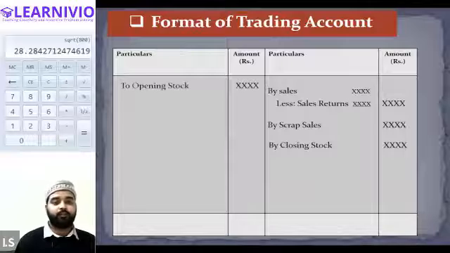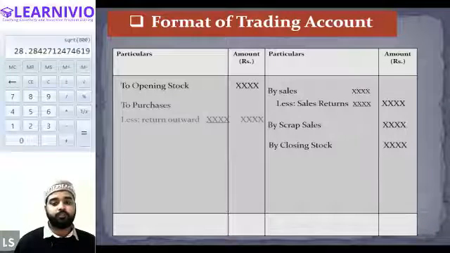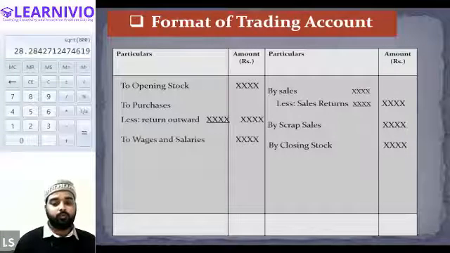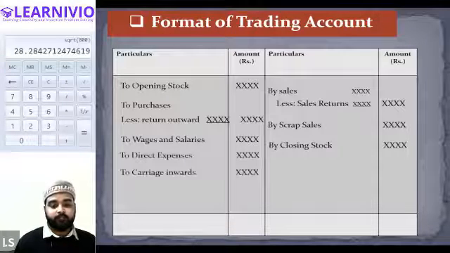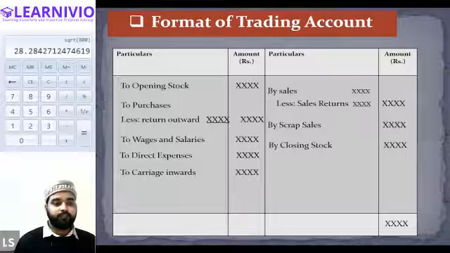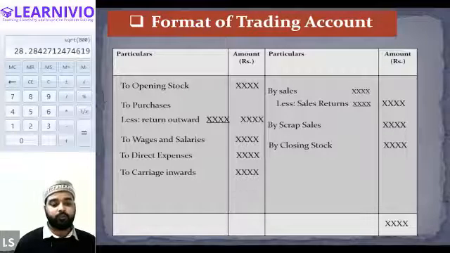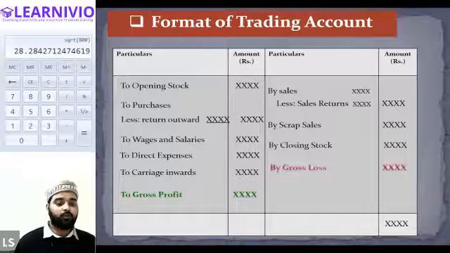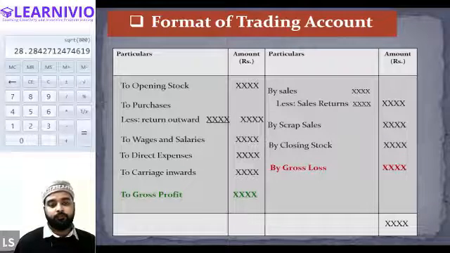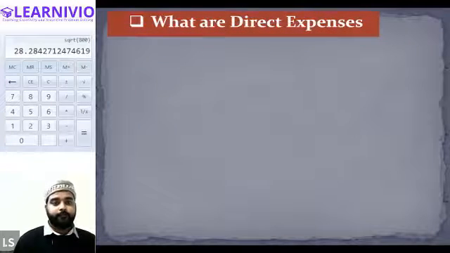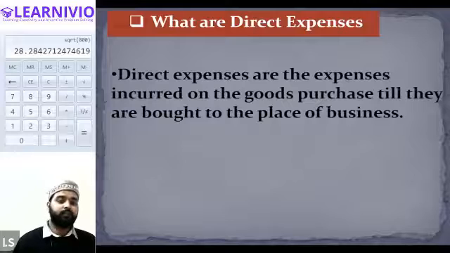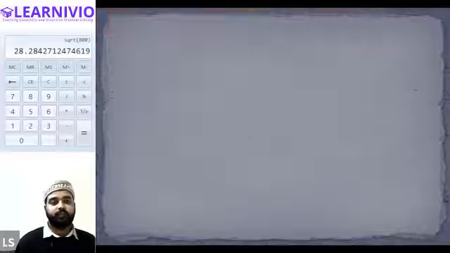And on the debit side of the trading account, we write down the opening stock, then purchases and return outward, wages and salary. All direct expenses are recorded on the debit side. Then we total the credit side of the trading account and find out the value of the gross profit, or if there is any gross loss. Then we total both sides of the account and both sides should tally. I have also explained what are direct expenses, what are the things that are considered as direct expenses for the entity.